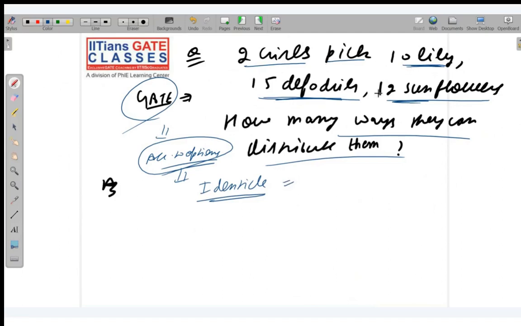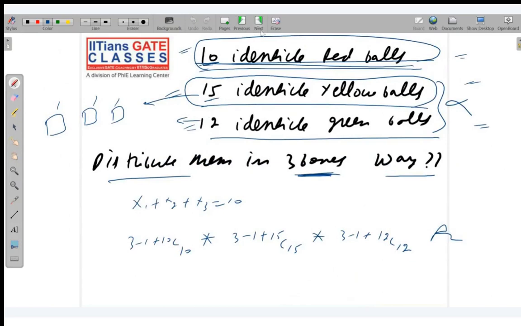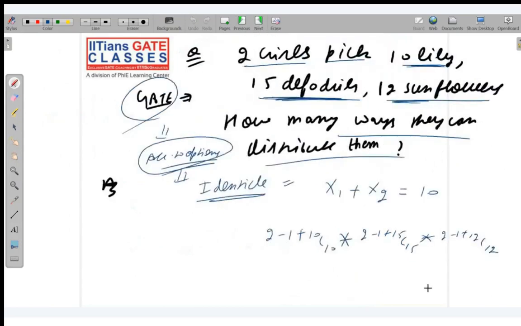We have 2 girls, 10 lilies, 15 daffodils, and 12 sunflowers. First you will distribute 10 lilies. So x1 is the amount of lilies for the first girl, x2 is the amount of lilies for the second girl, sum 10. I think you have got it. So (10 + 2 - 1) C 10. Work is not yet over because then they will distribute daffodils. So (2 + 15 - 1) C 15. Work is not yet over, they will distribute 12. So (2 + 12 - 1) C 12. The way I have solved this question is the same way the question has been asked in GATE. Yes, so I think everybody can solve it.